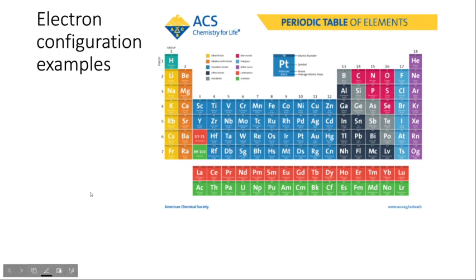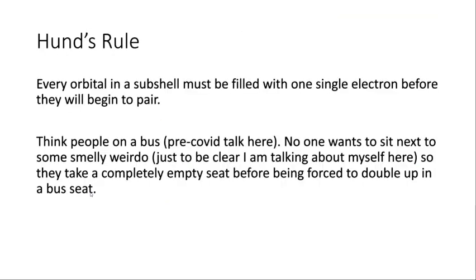Okay, so now on to orbital notation. So the first rule that goes along with orbital notation is going to be Hund's rule. So every orbital in a subshell must be filled with one single electron before they will begin to pair.